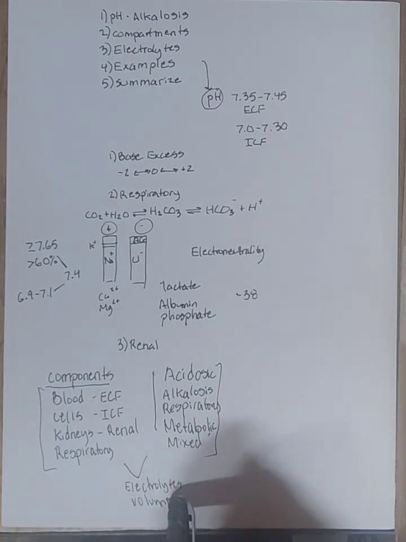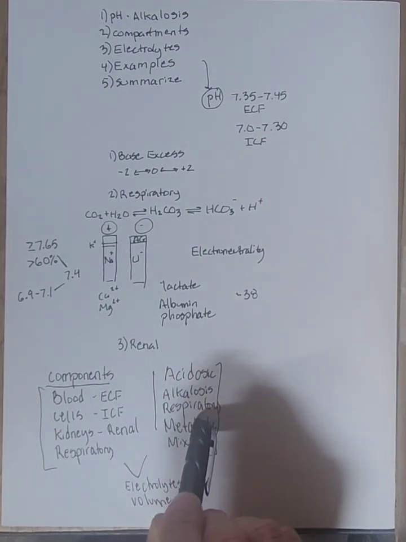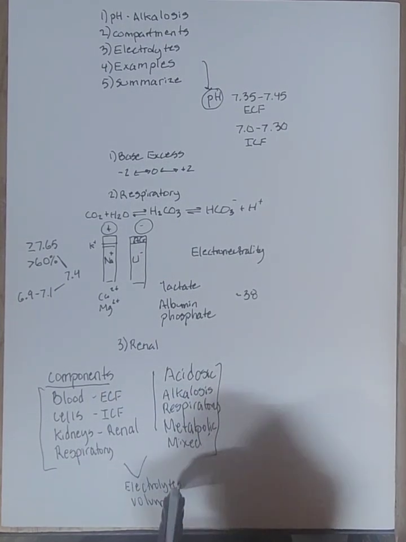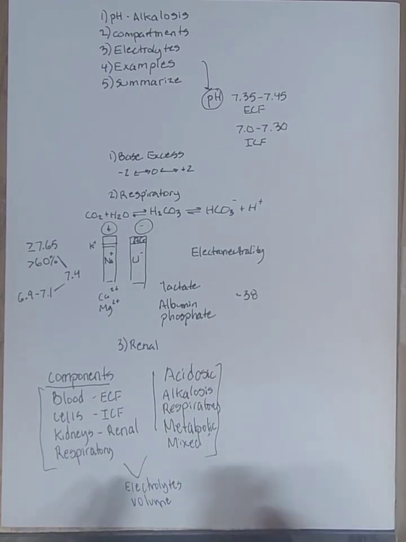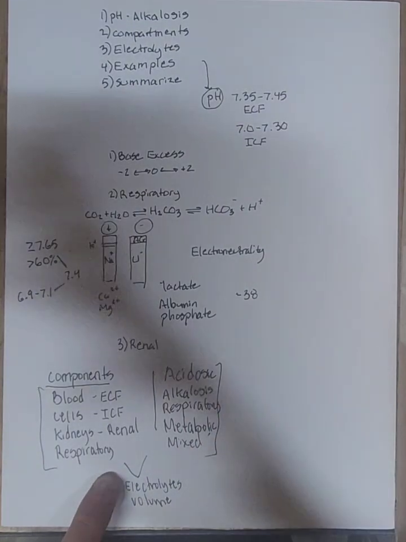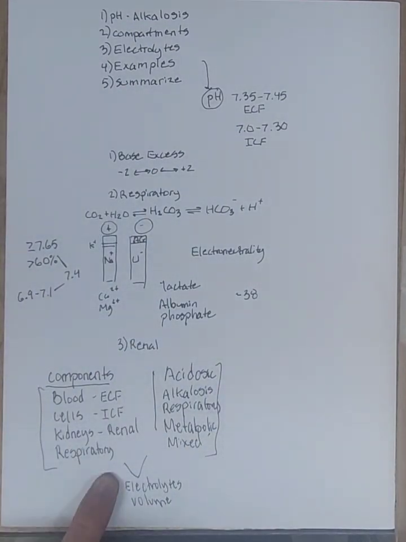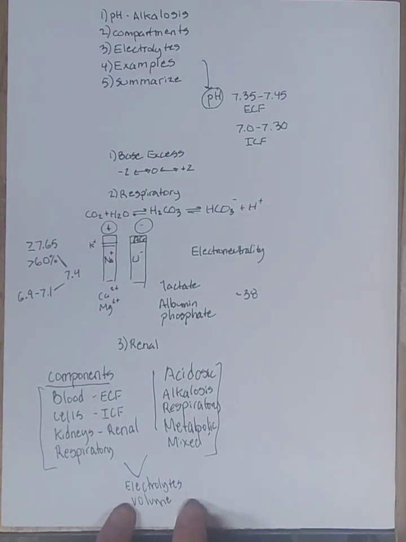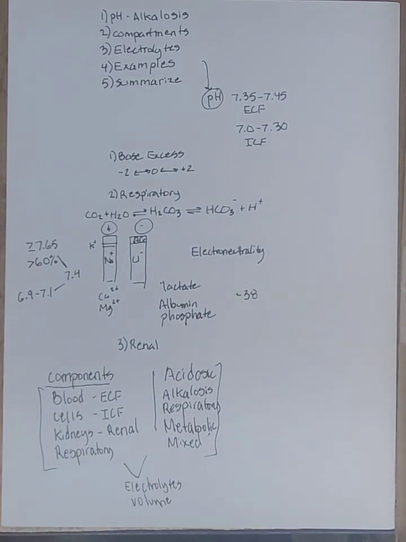Are the electrolyte derangements causing the acidosis or alkalosis? Or is the acidosis and alkalosis causing the electrolyte derangement? Or is it a true electrolyte derangement, such as you're vomiting hydrogen chloride and actually losing chloride? Or has your volume changed? Are you contracted or expanded? So contracted is low volume and expanded is high volume. And then you get a relative hyperconcentration or relative hypoconcentration, depending on what your fluid status is.